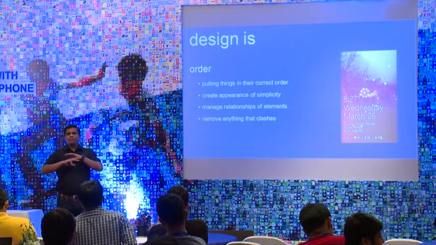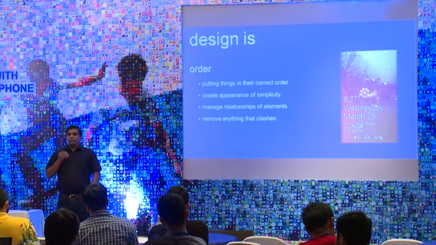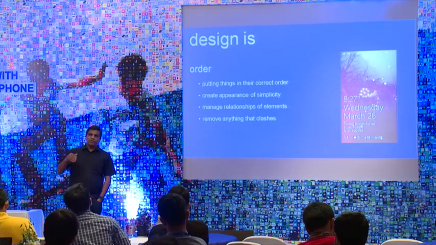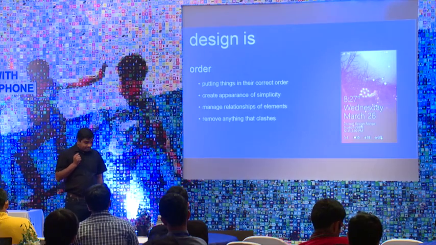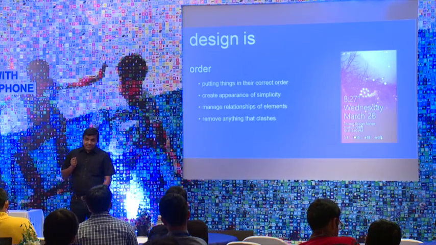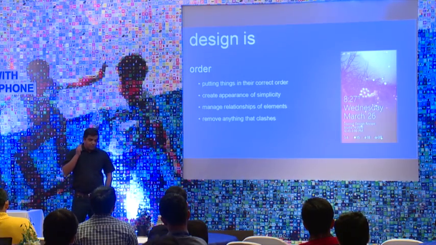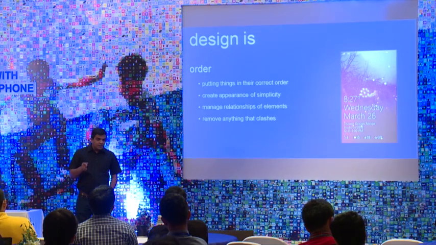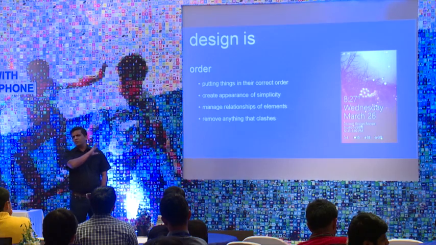Right? We're going to completely dispense with the visual aspect of design. To me, and at the core of what Windows Phone is, what is design? Design is order. Design is putting things in their correct order. Design is the appearance of simplicity. Design is managing the relationship of elements and removing anything that clashes. This is what comes out of order.